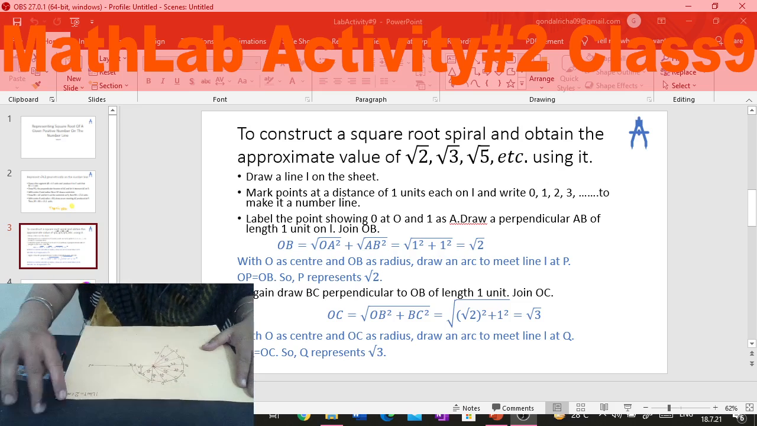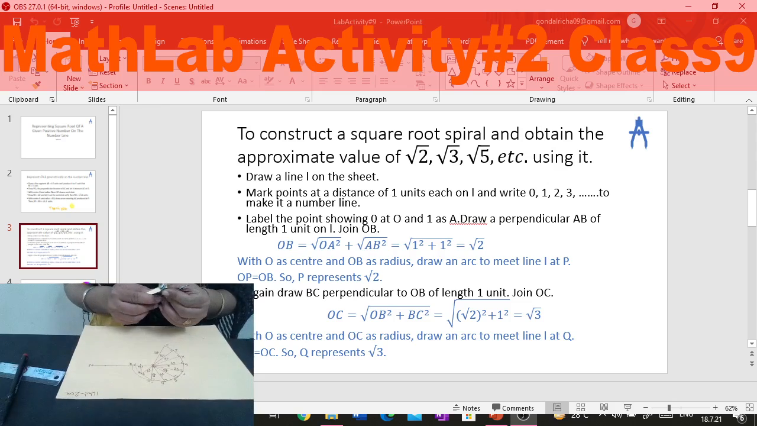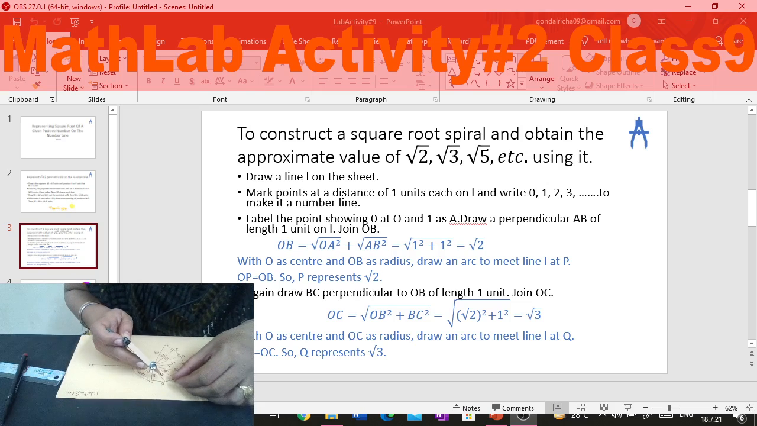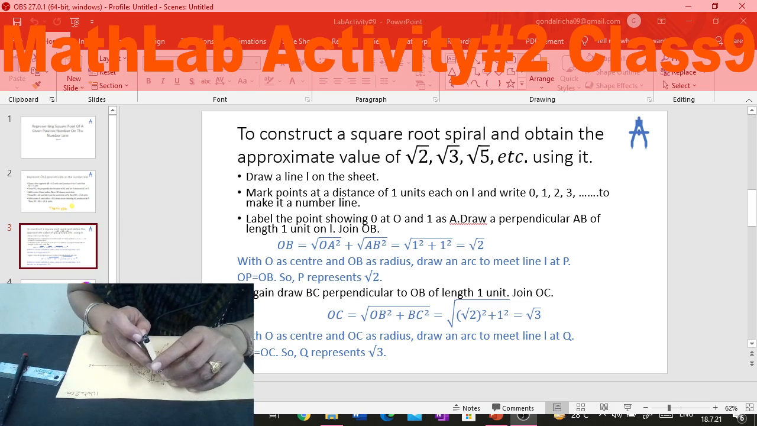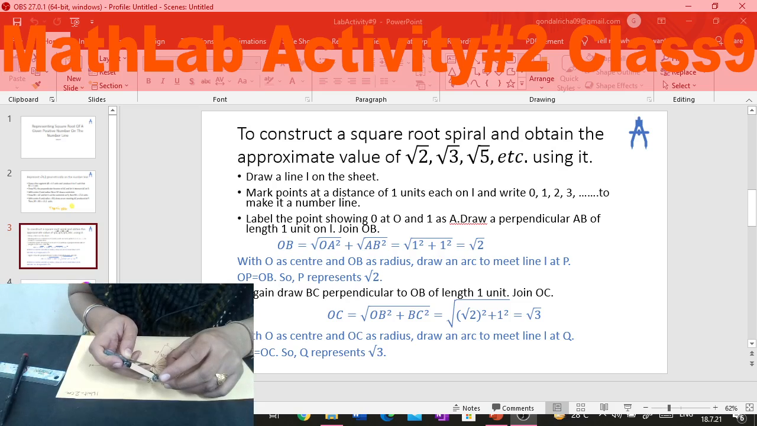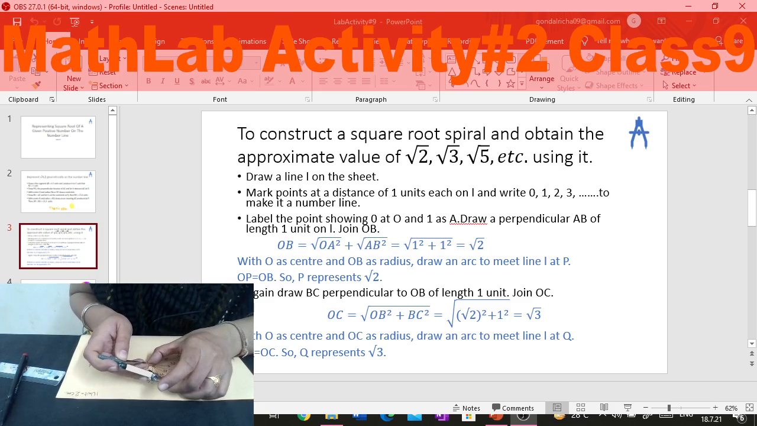And if you want to find out the values of these things, now if I take OS center and this OD as my radius, I will be getting the value of root 4. And what is the value of root 4? Yes, come on, you all know. Yes, it is equal to 2. Root 4 is equal to 2.